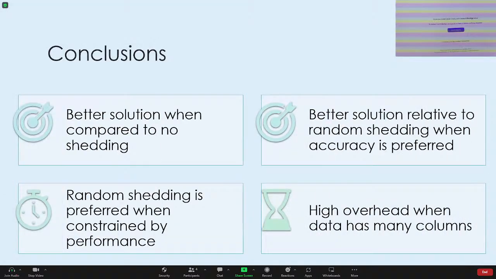And for conclusions, we consider that our solution is better when compared to no load shedding, of course, and it's a better solution relative to random when accuracy is preferred. But we prefer random shedding when we are constrained by the time performance, basically, because of the high overhead from our solution.